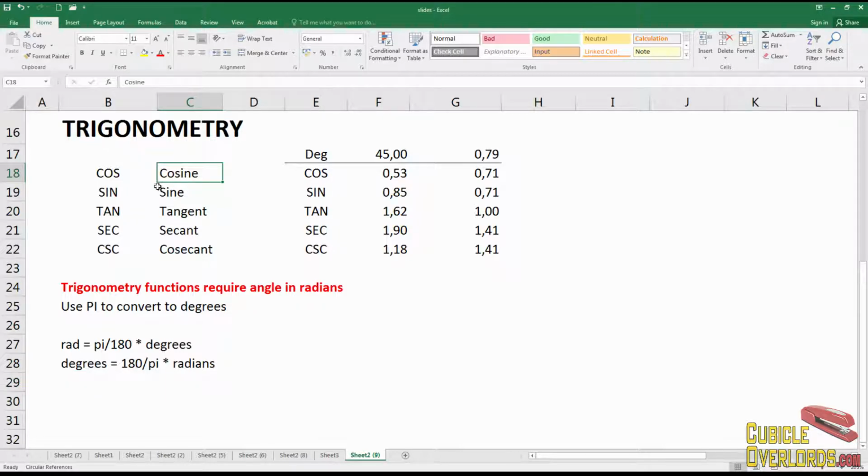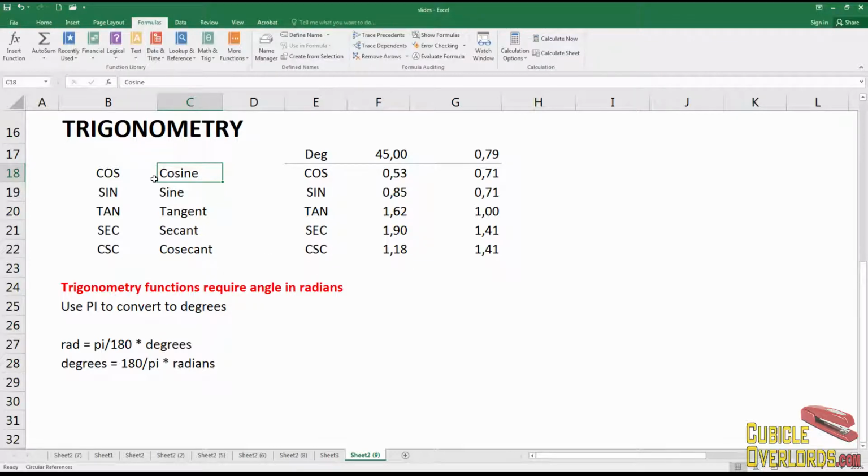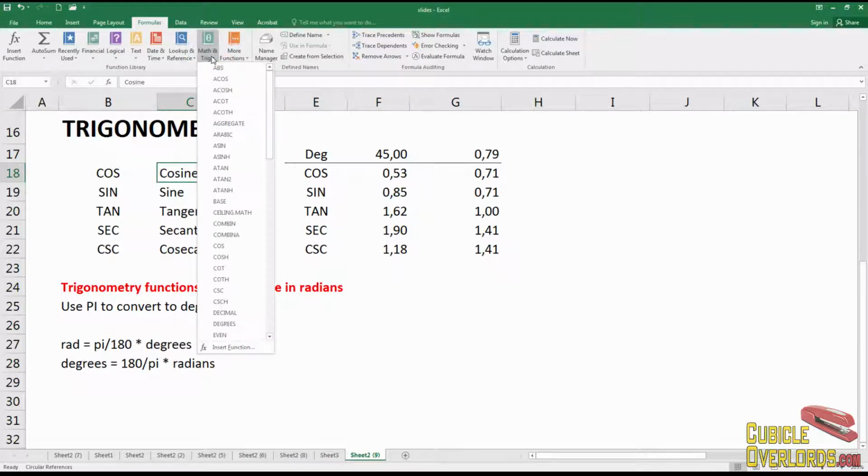In Excel, we can do cosine, sine, tangent, secant, and cosecant. And aside from that, we can do a whole lot more trigonometry functions. Just open here where it says Math and Trig in the Formulas tab, and you get all these functions. See, there's cosine, there's sine, and normally these that have the A before them are arcs. This is arc sine, arc cosine, arc tangent.